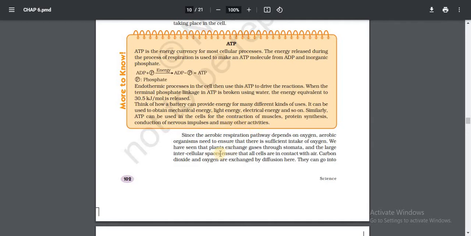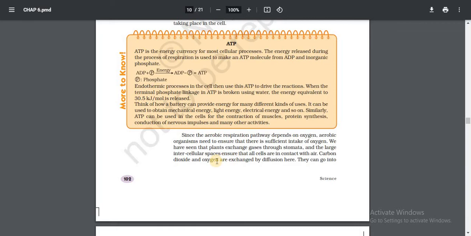many other activities. Since the aerobic respiration pathway depends on oxygen, aerobic organisms need to ensure that there is a sufficient intake of oxygen. We have seen that plants exchange gases through stomata, and the large intercellular spaces ensure that all the cells are in contact with the air.